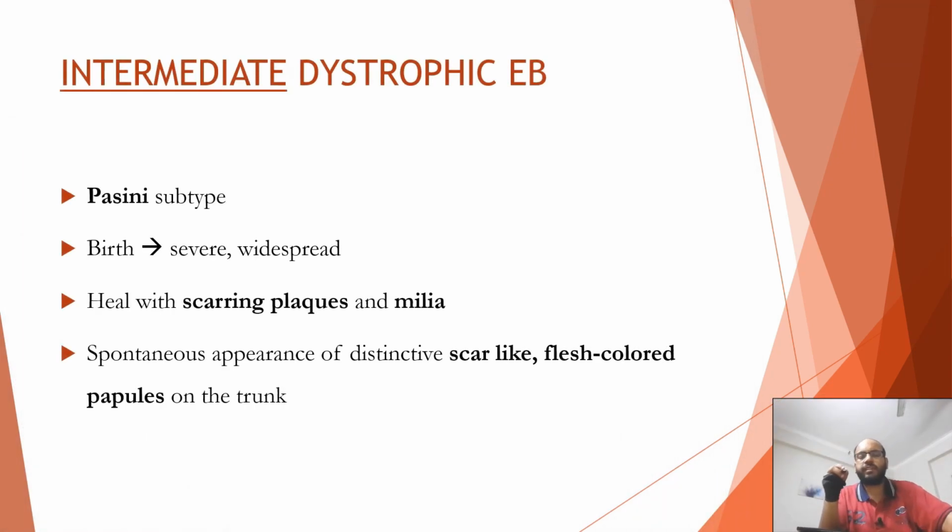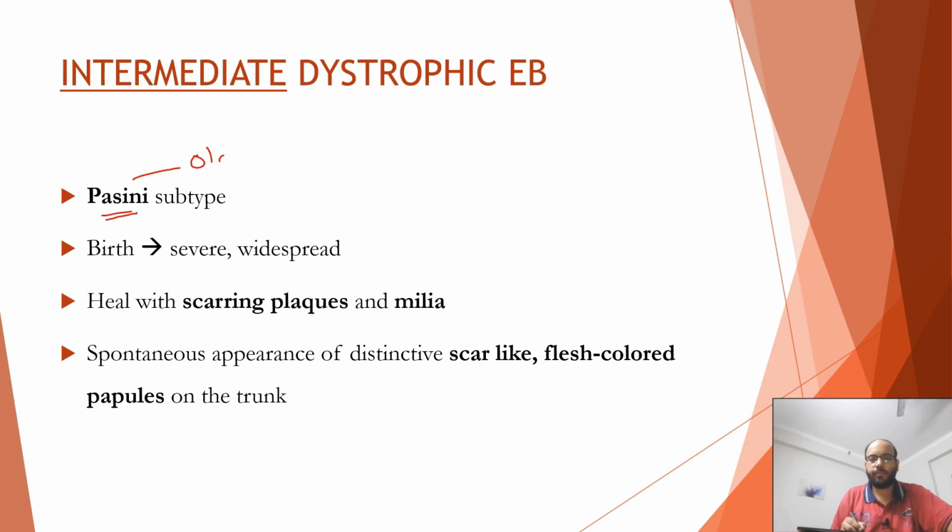So this time, instead of starting with severe, we'll start with intermediate. The reason for that is severe dystrophic EB is very important to understand from a theory point of view. So I'm discussing it after I've discussed intermediate and localized. So intermediate dystrophic EB is also known as Pacini subtype.